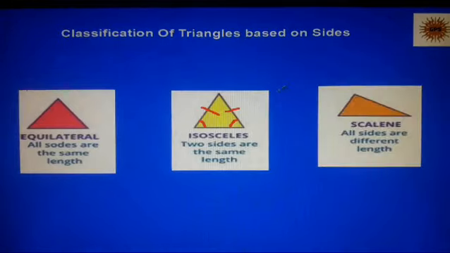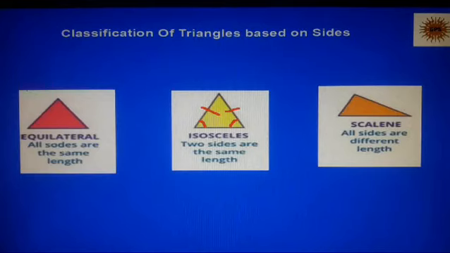Now the third one is the scalene triangle. In a scalene triangle, we do not have any side equal. All the sides are of different lengths. So when it is given that we have a triangle which has no side equal, then straight away we can conclude that it is a scalene triangle.